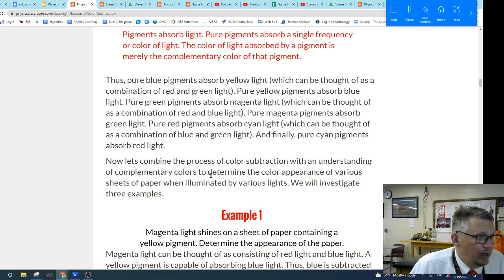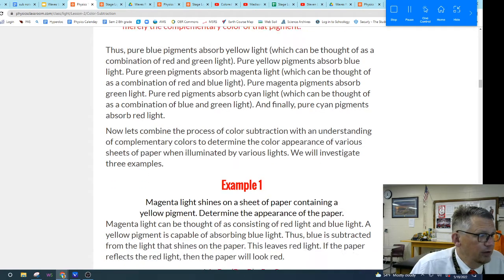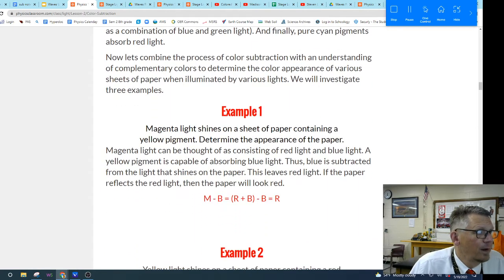Now, let's combine the process of color subtraction with an understanding of complementary colors to determine the color appearance of various sheets of paper when illuminated by various lights. We will investigate 3 examples. Magenta light shines on a piece of paper containing yellow pigment. Determine the appearance of the paper.